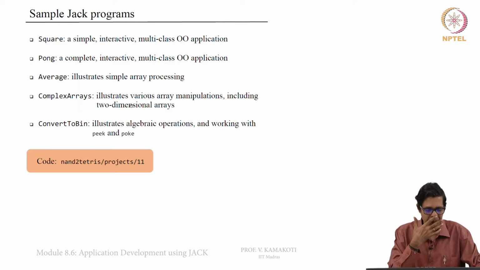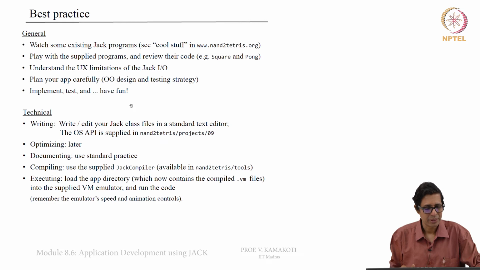So we have seen a lot of things like square, pong, average, complex arrays, convert. These are all sample programs that are available. You can look at this in project 11, right. So we can see many of these Jack programs and understand them.